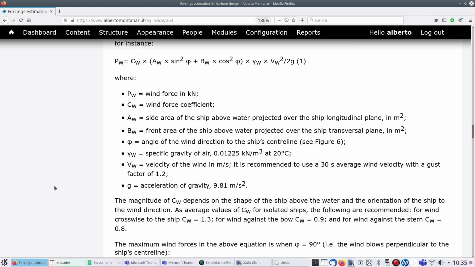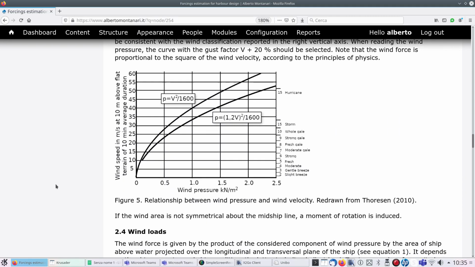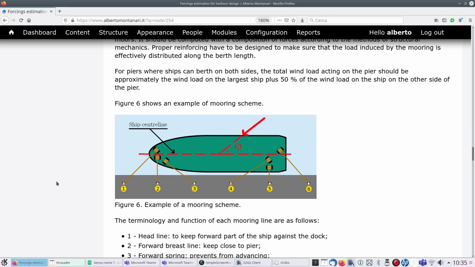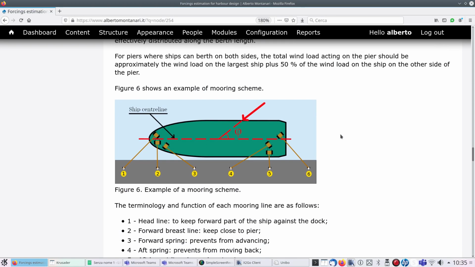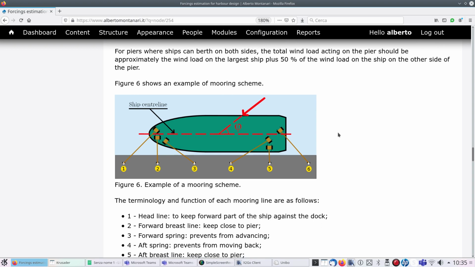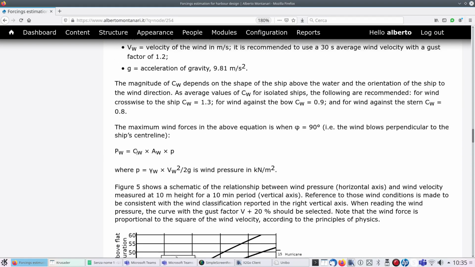What is the ship center line? Let's go down in the web page just to explain to you. This is a revised figure that I modified just yesterday. You see the ship center line, it's the horizontal dashed line. And also, please pay attention to the angle phi between the ship center line and the wind direction. It's the acute angle. I should put here a text, wind direction, because it's not clear. I will do that. Okay, and let me go back then to the relationship.